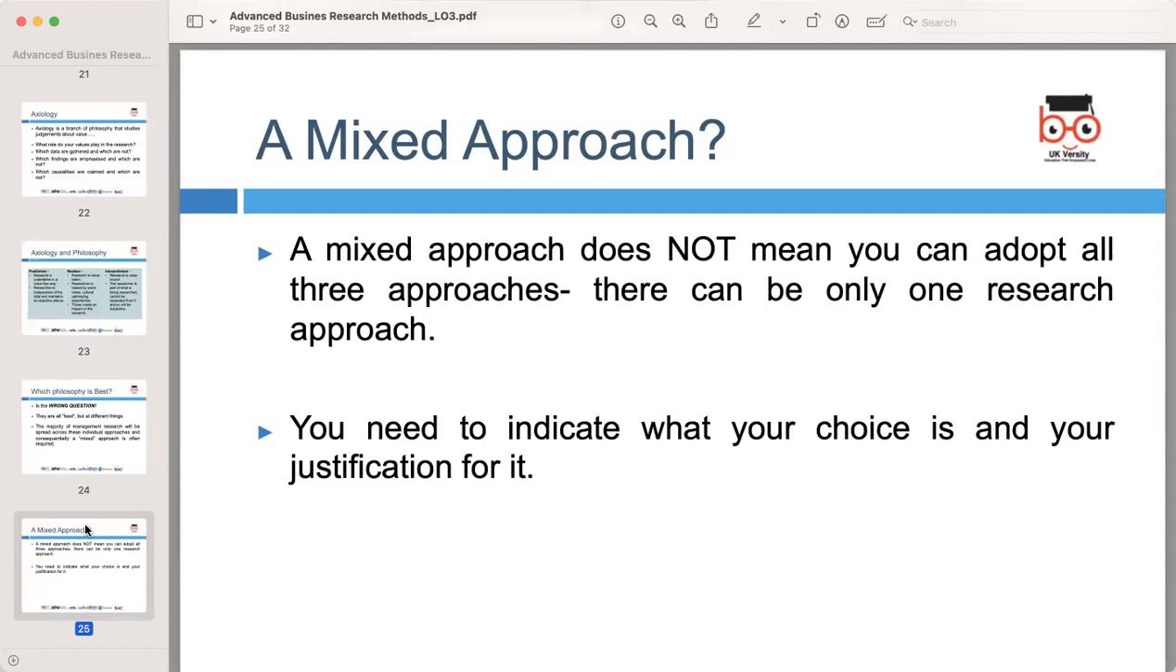Here you might be wondering, why is it important to choose a specific research approach, or one research approach, and not simply adopt all of them? Well, the choice of approach depends on several factors, including the research questions, available resources, and the desired outcomes.